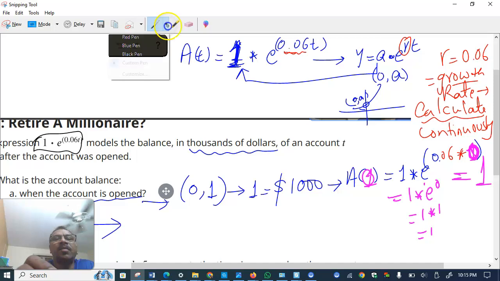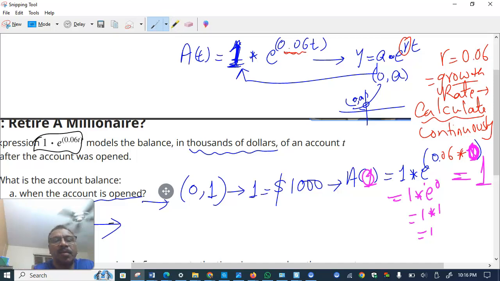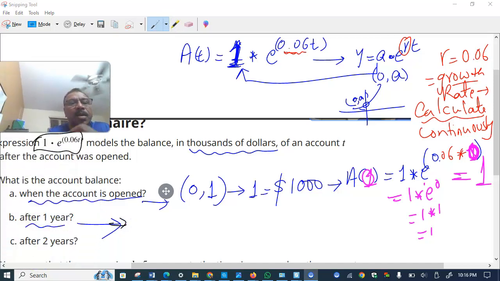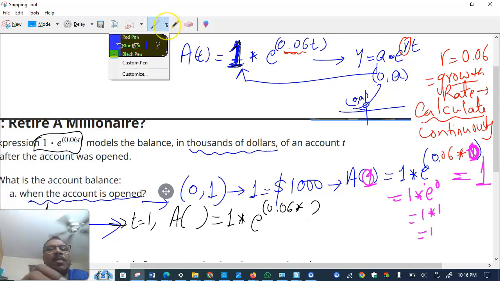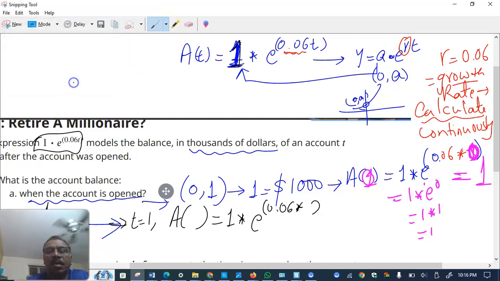The second question is, we'll have to use the calculator, otherwise it's impossible here. So t is going to be 1 here. So we'll put t equals 1. So the function A of t, this one is the beginning amount, 1, multiplied by e raised to 0.06, and this time you're going to plug in 1, you see.